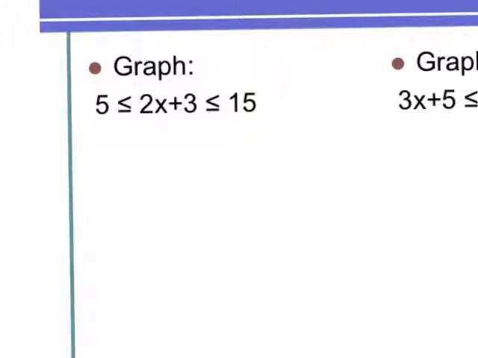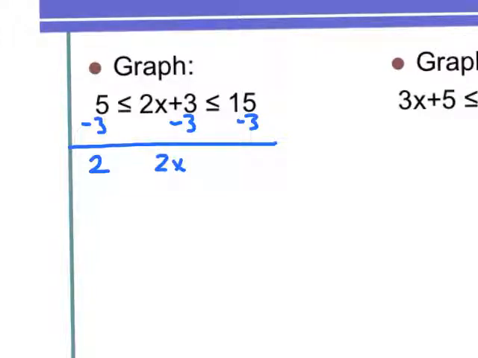And so what moves should we do to get x alone? Subtract 3. Do it from all three sides: from the left side, from the inside, and from the right side. 5 minus 3 is 2. 2x plus 3 minus 3 is just 2x. 15 minus 3 is 12. And the symbol will stay as less than or equal to.